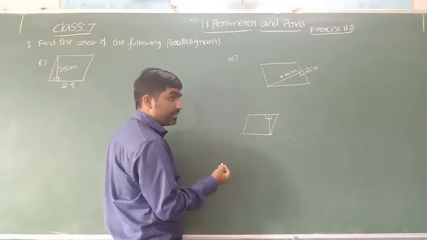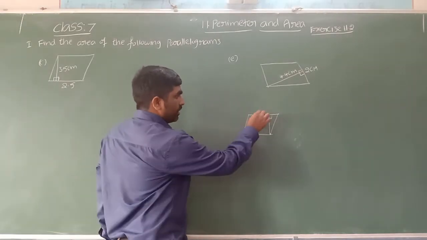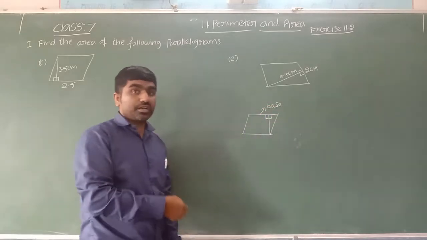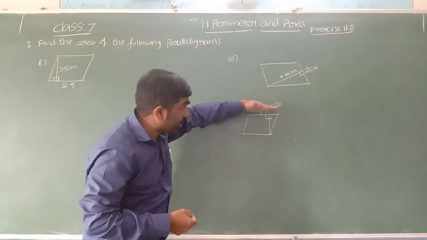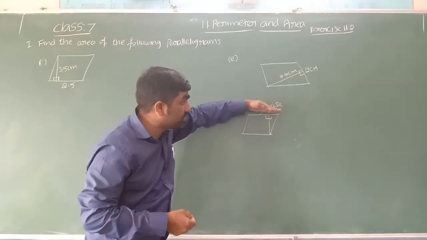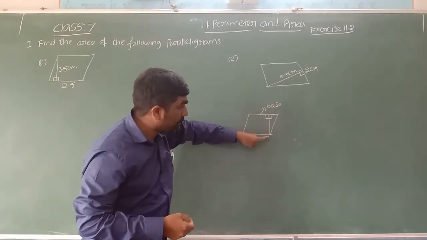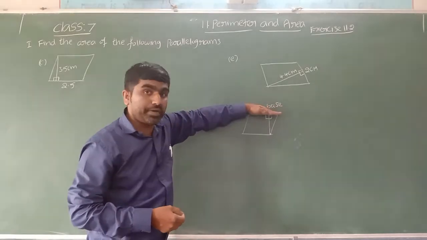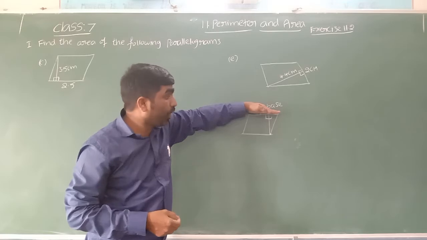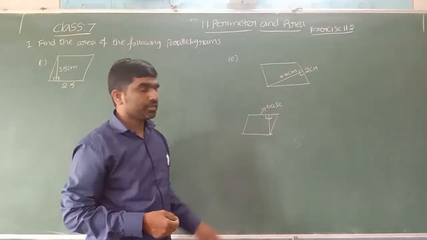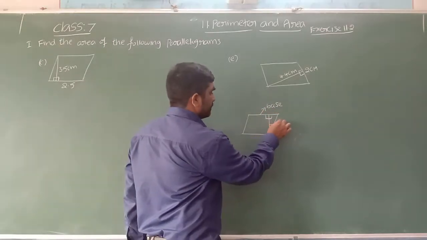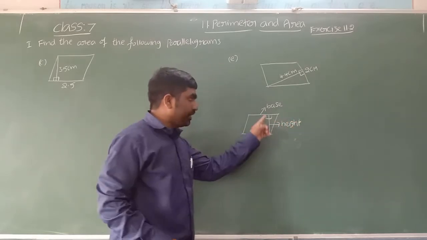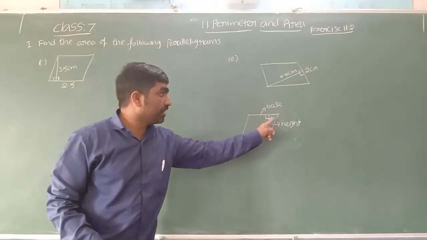Now tell me, what is the base? Which side is called base? This one is called base. The reason: base is nothing but one of the sides of the parallelogram on which the perpendicular is drawn. Perpendicular is drawn on this side. Because of that, this side is called base. And this one is called height, which is a line segment drawn from a vertex to its opposite side, and which makes a right angle.